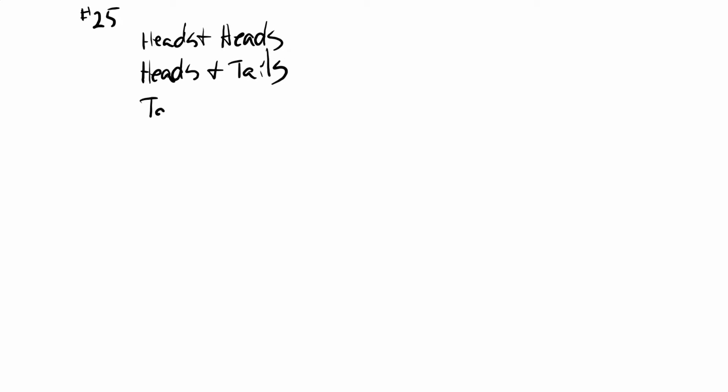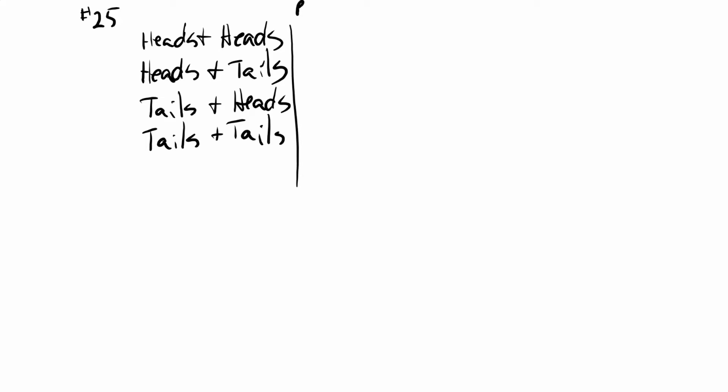In question 25, we start off by looking at all the possible scenarios that happen in this game. Since we're flipping a coin twice, we can get heads plus heads. We can have heads followed by tails. We could have tails followed by heads. Or we could have tails followed by tails. What's the probability of each of these happening?